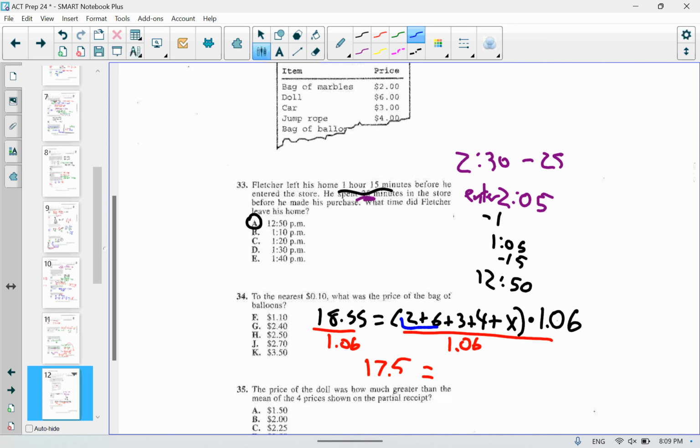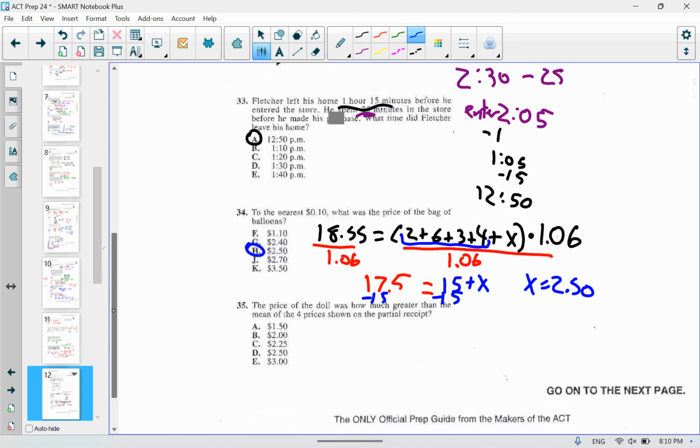The nice thing is these are all like terms. I can combine them. 2 plus 6 plus 3 plus 4 would be 15. Then I can subtract 15. So I get X has to be 250. So I know the balloons cost 250.